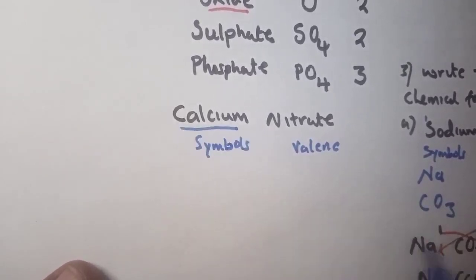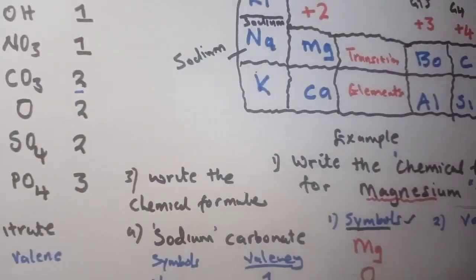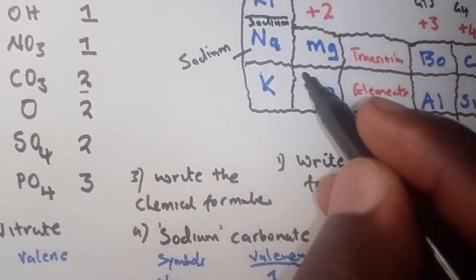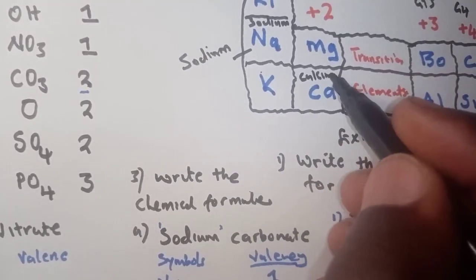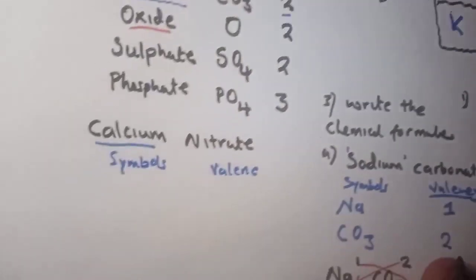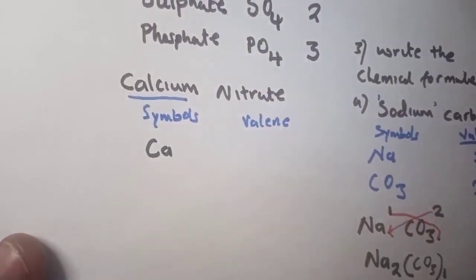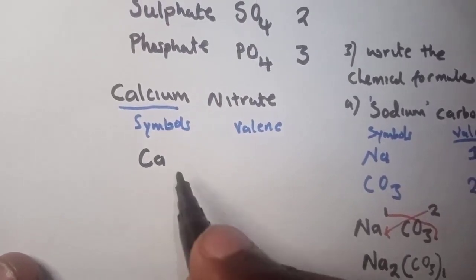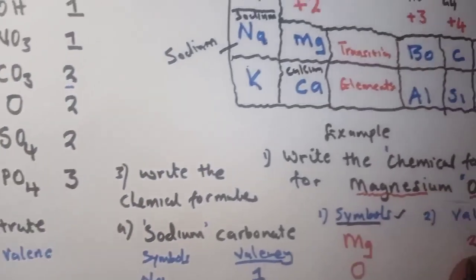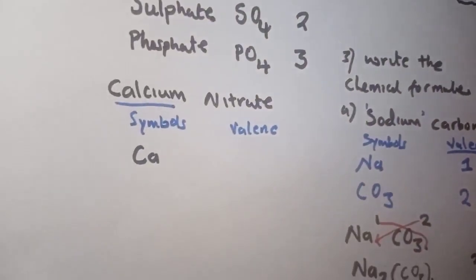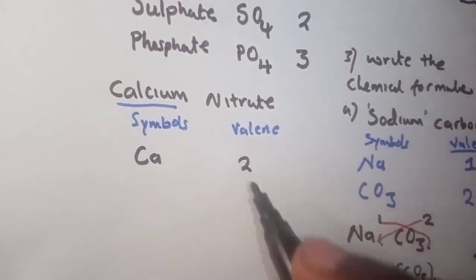So calcium, this is calcium. It has the symbol Ca. So I'm just going to write here Ca. And then what is the valency for calcium? If you look at calcium, it has a valency of 2 since it's in group 2. So we're going to write 2.